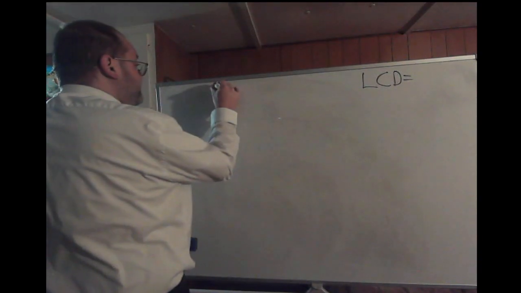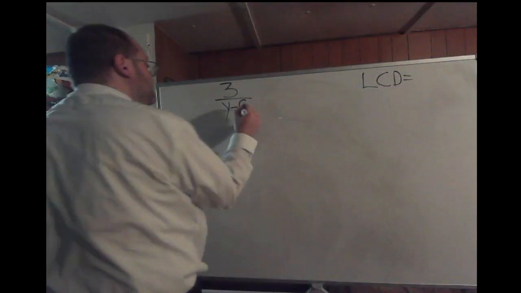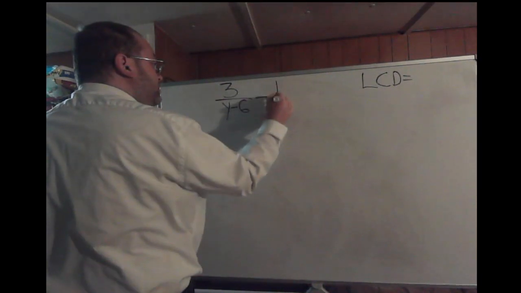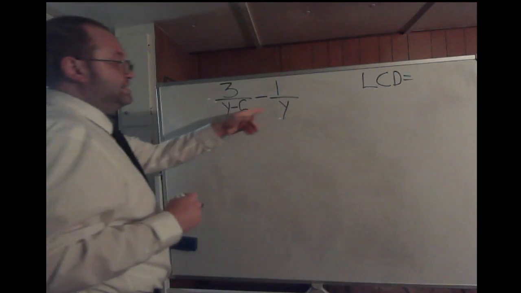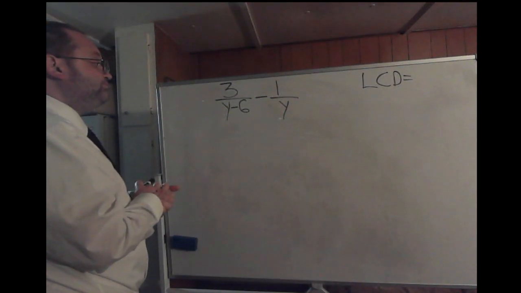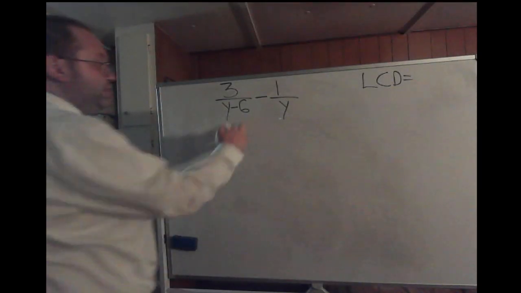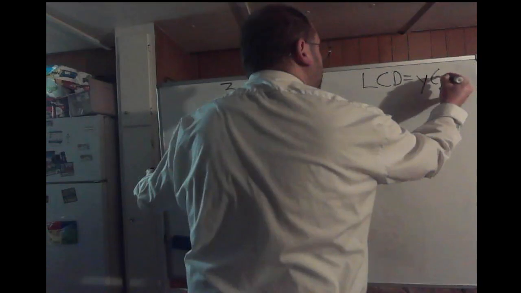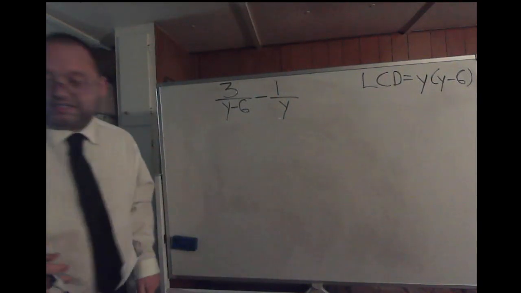Alright, let's see. We have 3 over y minus 6 minus 1 over y. Well, we need to get a least common denominator between y minus 6 and y. I would say that's going to be y times y minus 6. That would be your least common denominator: y times y minus 6.